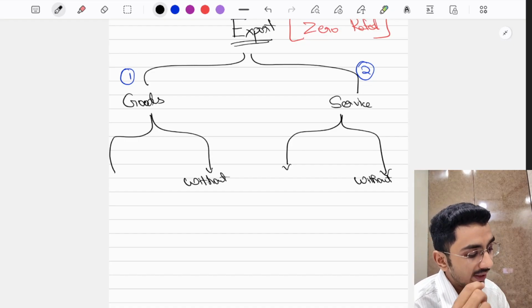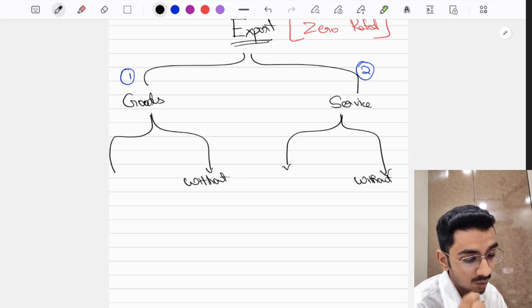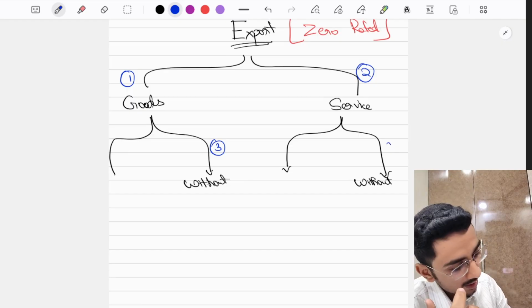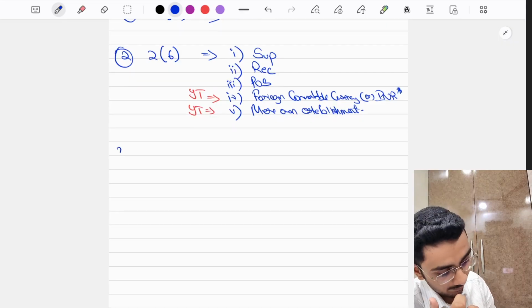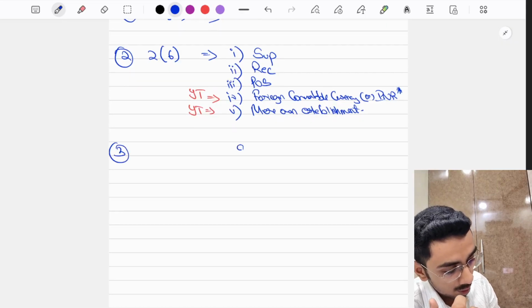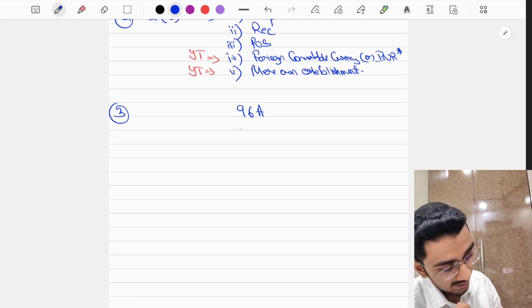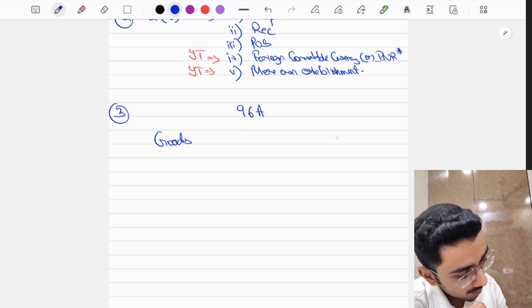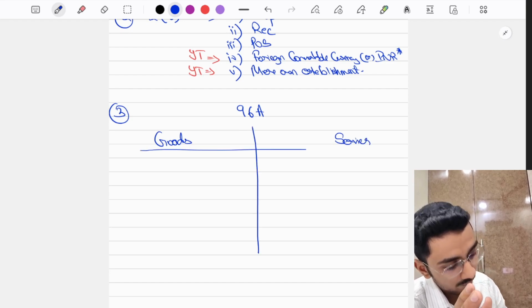Now for qualifying a transaction to be considered under without payment of GST, now comes the third checkpoint. Now let us understand what is the third checkpoint. Actually the third checkpoint is Rule 96A. Rule 96A states that, either for goods or for services, you have to follow a few conditions.